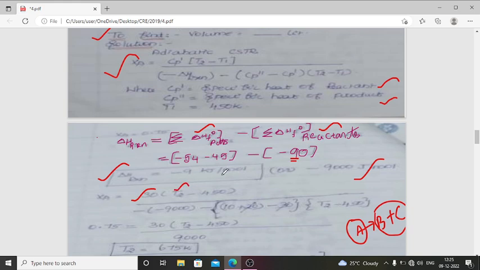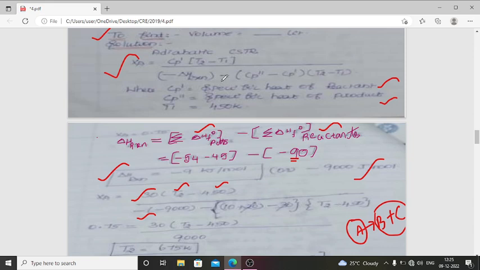T1 is given, 450, substitute here. So here delta H reaction is minus 9000. Already in the equation itself we have one minus, minus of minus 9000. So minus of Cp double dash, which is the specific heat of the products. We have two products now, one is B, another one is C. So 10 plus 20, that is addition.